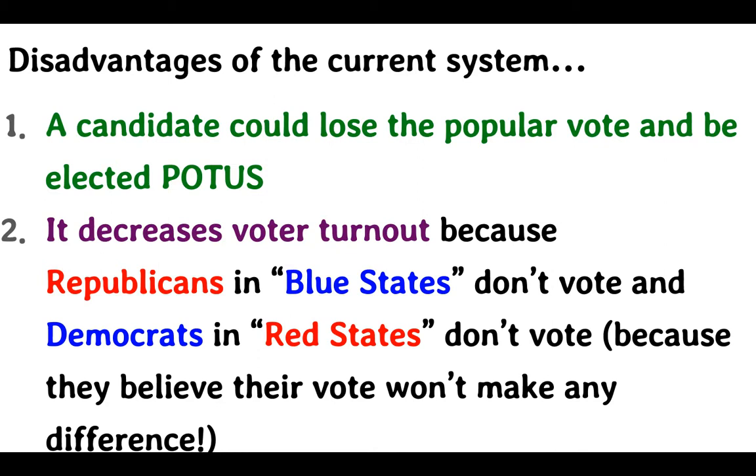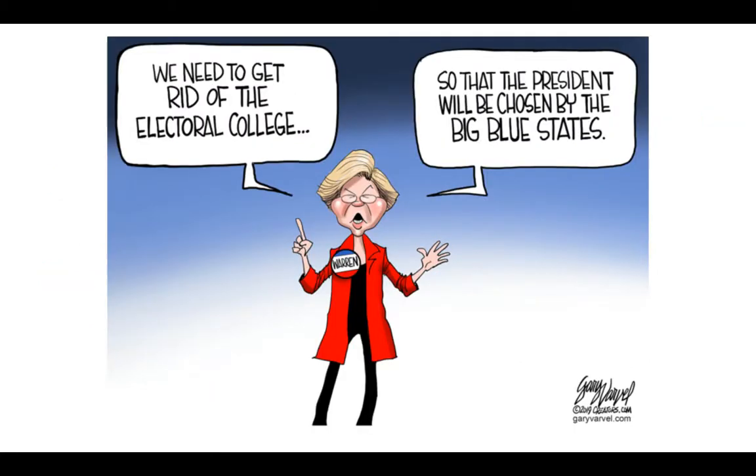So we have that whole situation where you could actually lose but win, and it ultimately lowers voter turnout, which we already know is a problem in the United States. Okay? So people like Elizabeth Warren, who we know dropped out of the race, but she was one of the people that was really against the Electoral College.